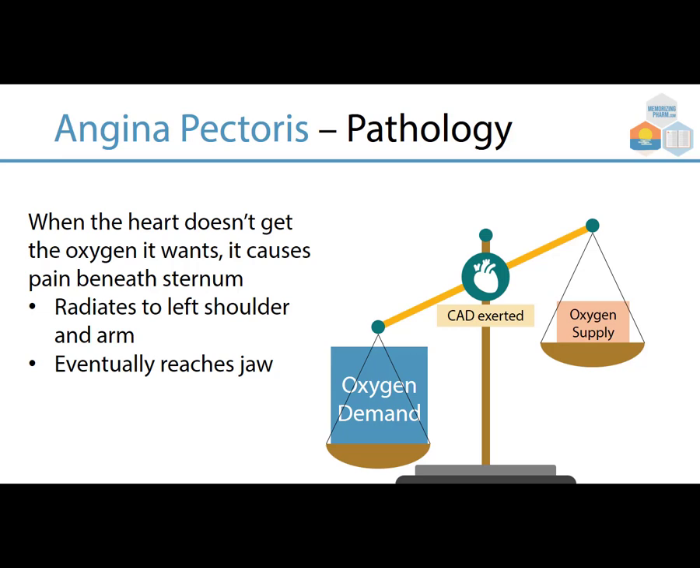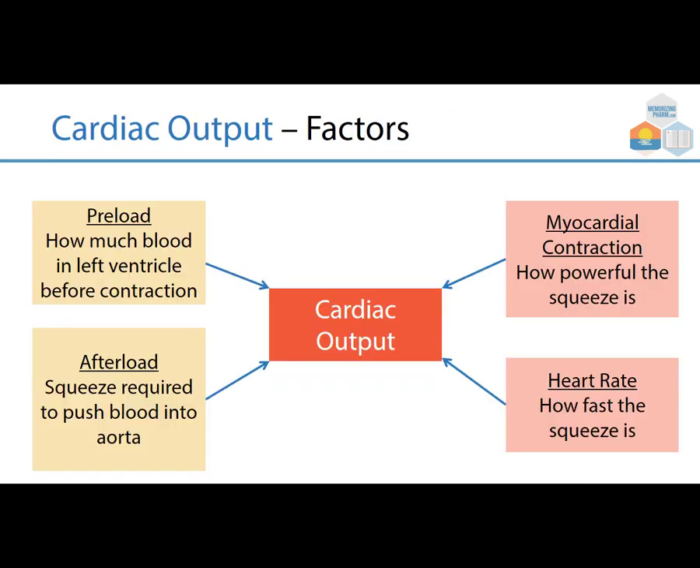So we're going to look at the cardiac output factors: the preload, the afterload, the myocardial contraction, and the heart rate. Let's start with the preload. Again, that's how much blood in the left ventricle there is before contraction. The afterload is the squeeze required to push the blood into the aorta, so what's going on afterwards. The myocardial contraction is how powerful the squeeze is, and the heart rate is how fast the squeeze is.